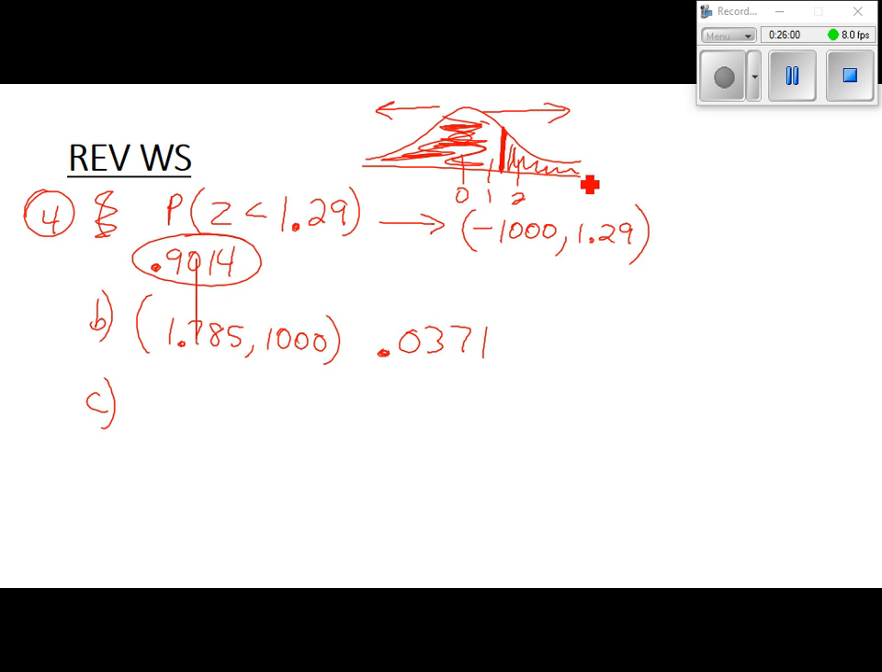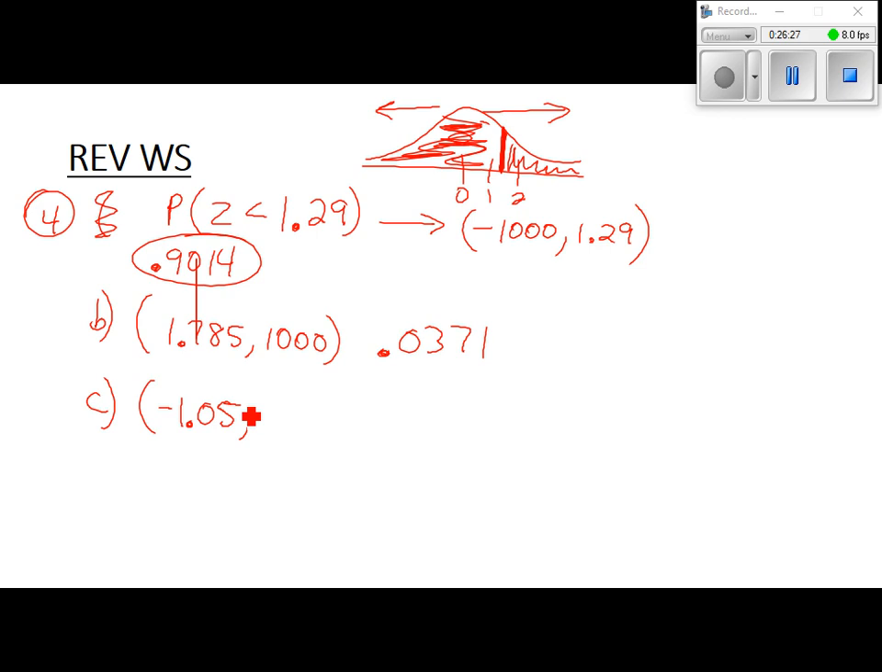Letter C, find probability of the utility bill. Oh, I'm sorry, I'm on the wrong one. What do we put in on letter C? You gotta do one of them first. 1.05. Like 1,000. Do we have to do them separately?